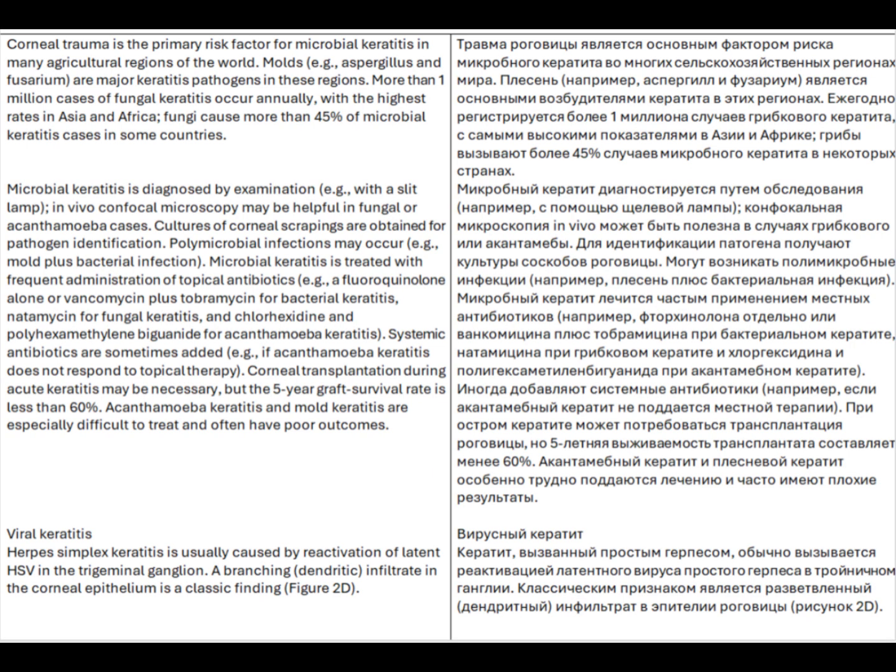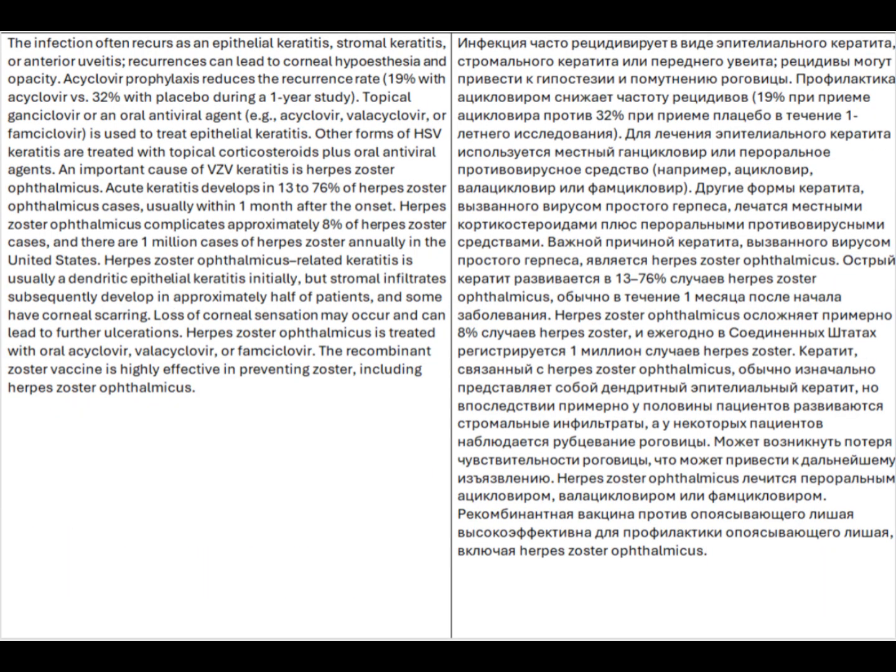Viral keratitis. Herpes simplex keratitis is usually caused by reactivation of latent HSV in the trigeminal ganglion. A branching dendritic infiltrate in the corneal epithelium is a classic finding, figure 2D. The infection often recurs as an epithelial keratitis, stromal keratitis, or anterior uveitis. Recurrences can lead to corneal hypoesthesia and opacity.